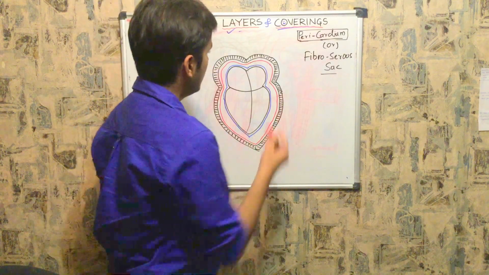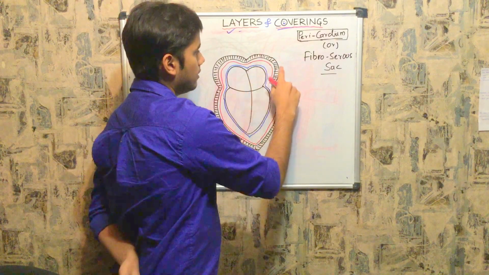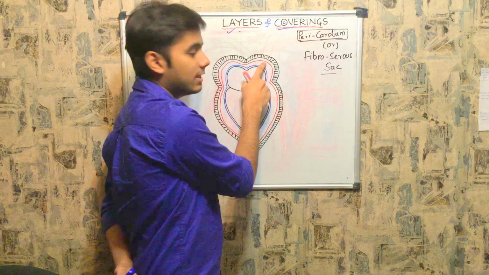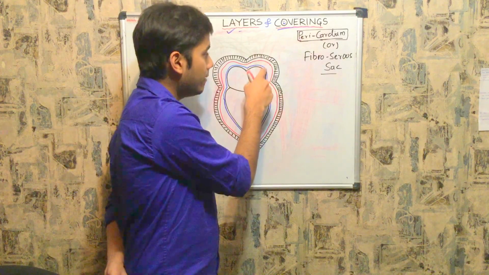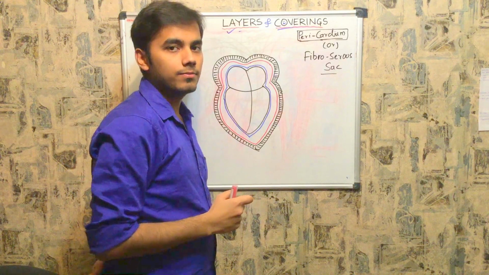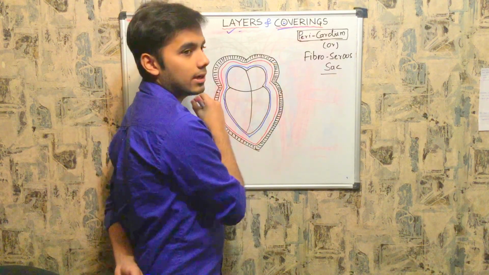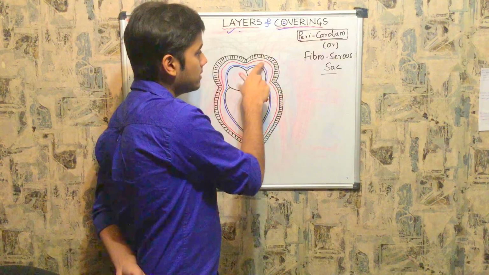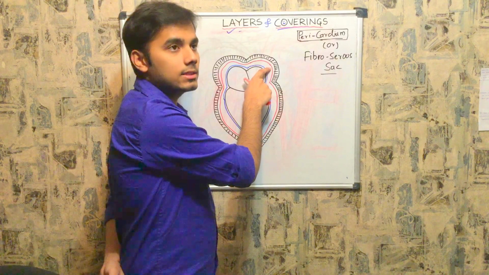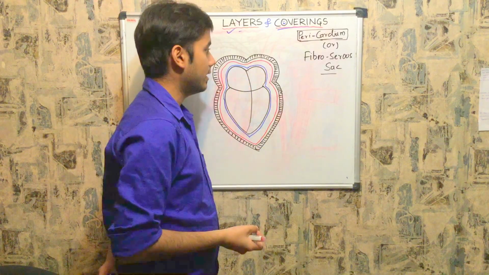Now, this black thing which is tough or thick, you call it the fibrous layer, and below the fibrous layer, the red and blue, both of them together you call the serous layer or serous pericardium. This is your fibrous pericardium. These two things constitute your serous pericardium, and in turn in the serous, you find the red thing called the outer or parietal serous pericardium, and the blue thing you call the visceral serous pericardium.